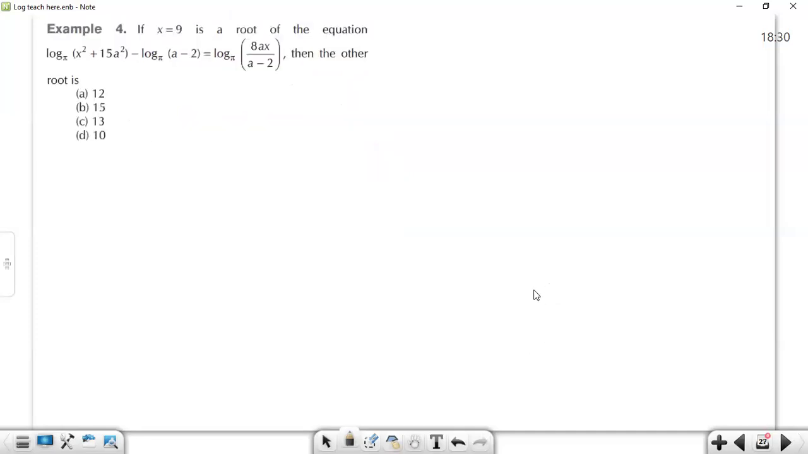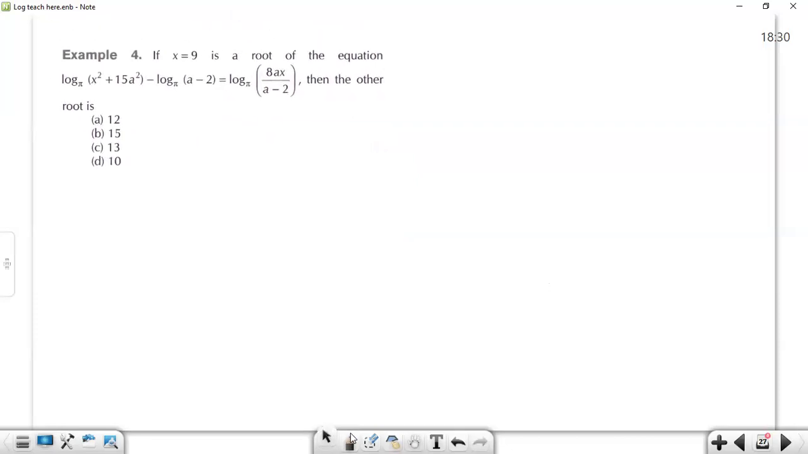Going forward, if x equals 9 is the root of the equation, there is a logarithm everywhere and the base is also common. So we can apply the logarithm property. Now, please note this point. We will not be able to apply logarithm properties if the bases are different.